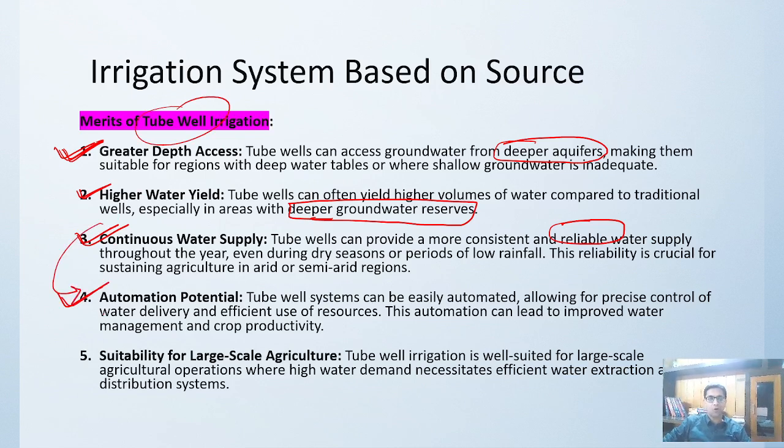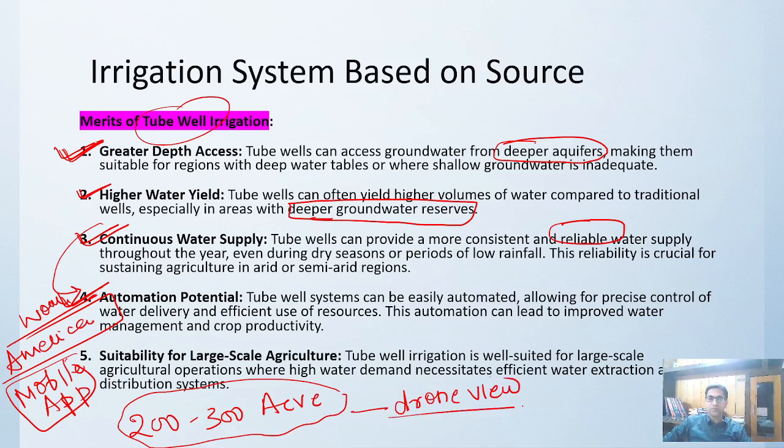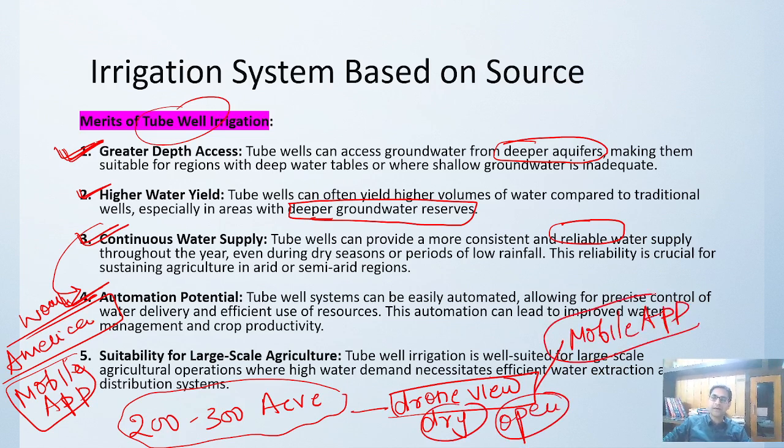Okay, right now there is a lot of work going on. If I go to America, they are running their tube wells with the help of mobile apps. They have 200 to 300 acres of field, so they cannot go and check everywhere. With the drone view, they check wherever there is dryness, open the tube well of that place with the help of a mobile app, and automatically that tube well will start opening and start watering that field.